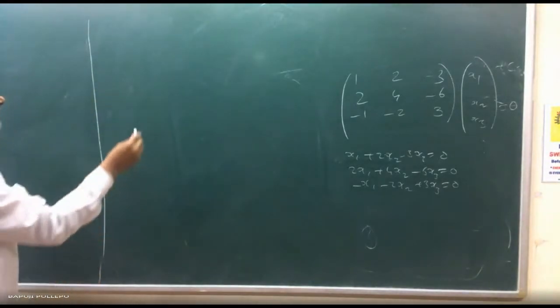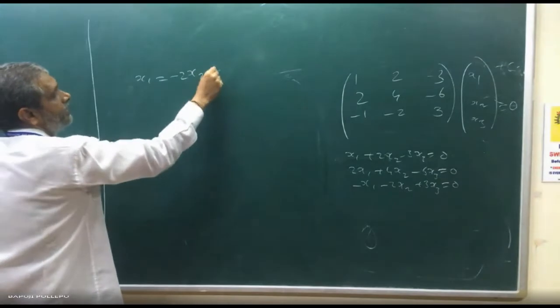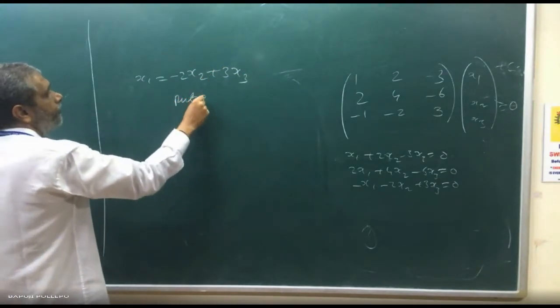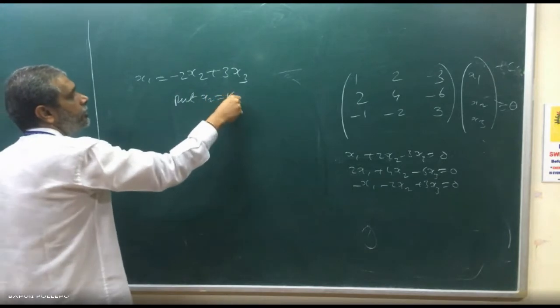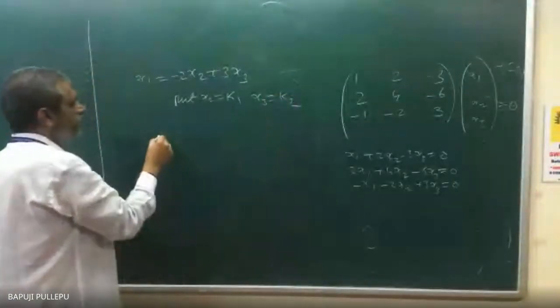Taking the first equation, I am writing x1 equal to minus 2x2 plus 3x3. So put x2 equal to k1, x3 equal to k2. Now what does my x1 become?